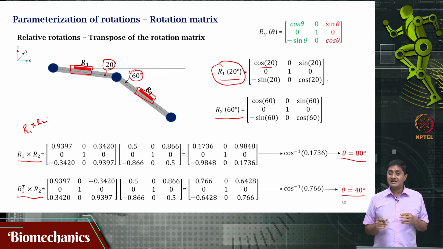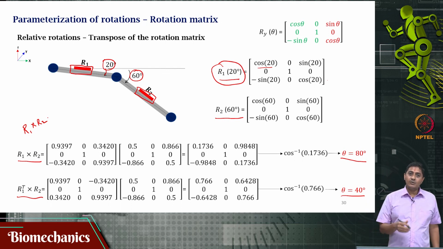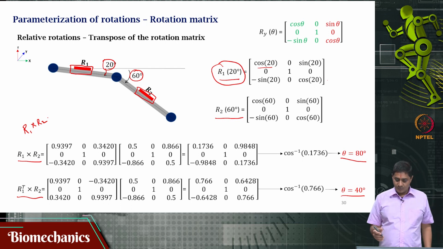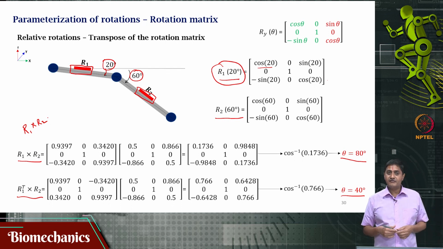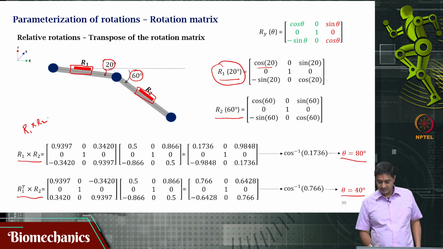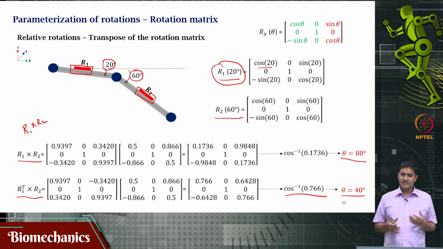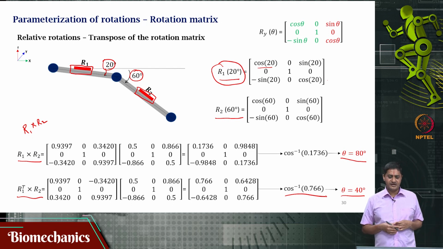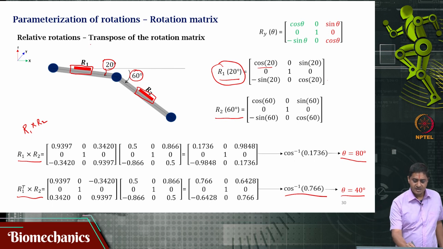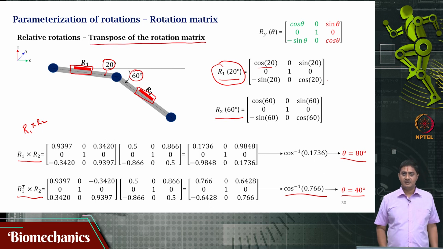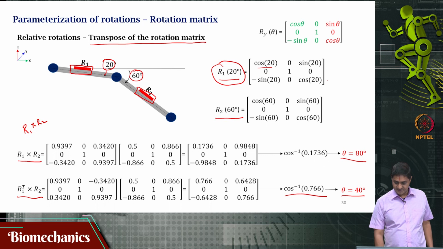But if I am interested in relative rotations between R2 and R1, I multiply R1 transpose with R2, and from whatever rotation matrix I get, I try to get the angle, and that angle will be the difference between these two. So, if I am interested in finding relative rotations, I will have to use the transpose of the first rotation matrix.